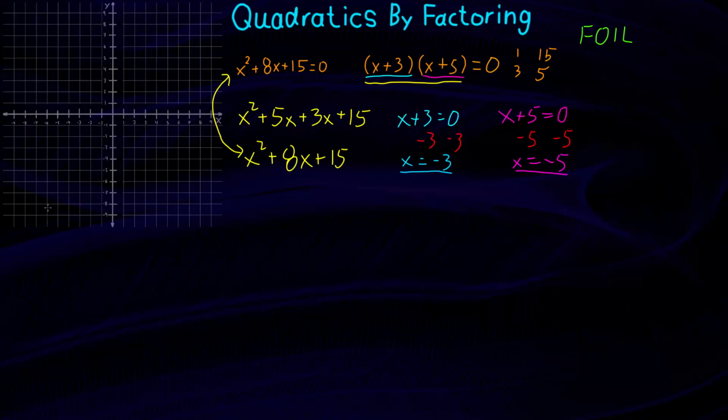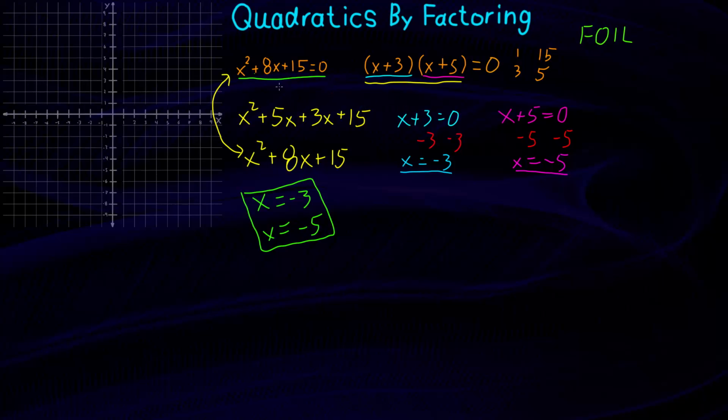So the two solutions for this quadratic equation right here, we did it by factoring. The two answers are x equals negative 3 and x equals negative 5. These are the two answers. These are the two roots of this quadratic. We did it by factoring.